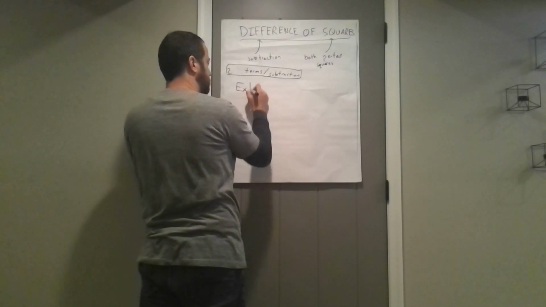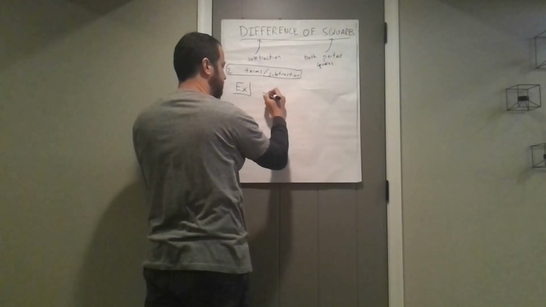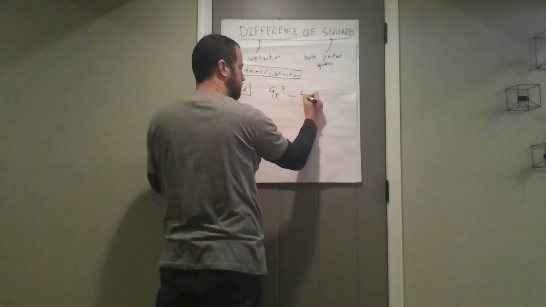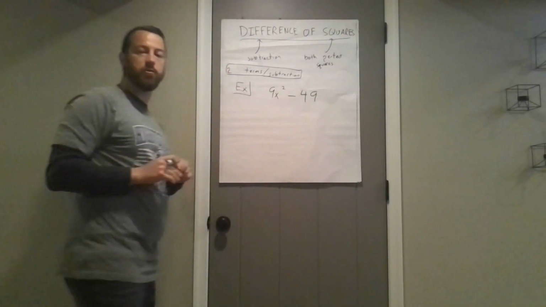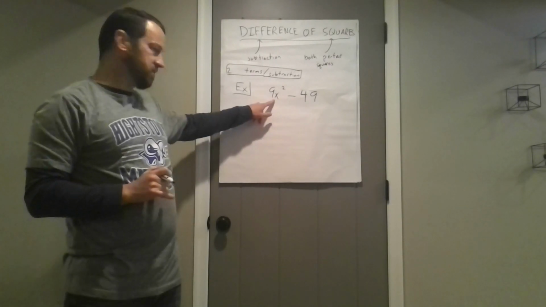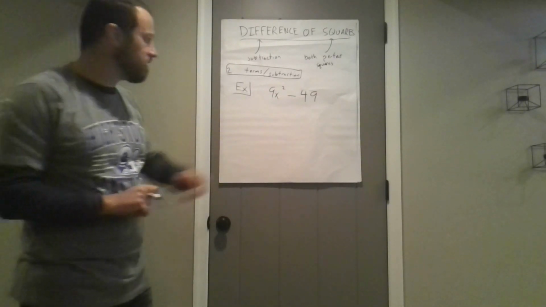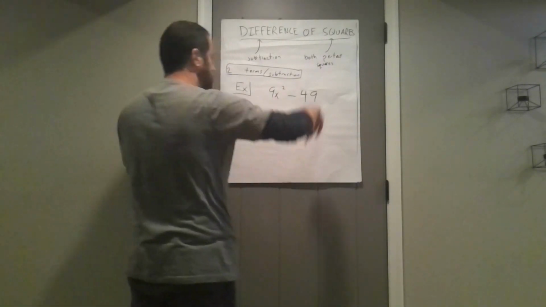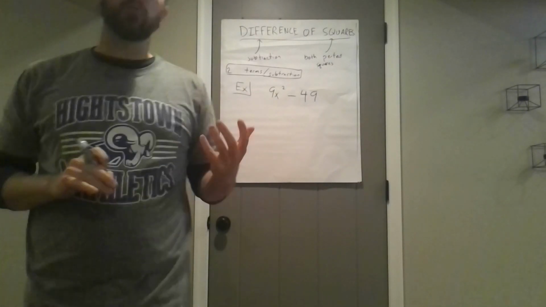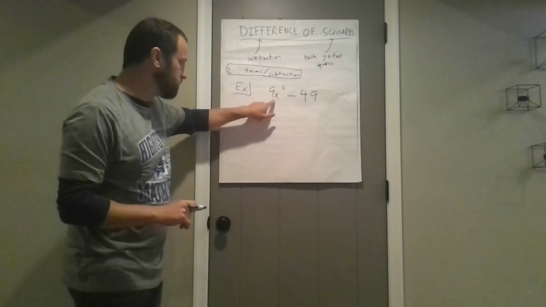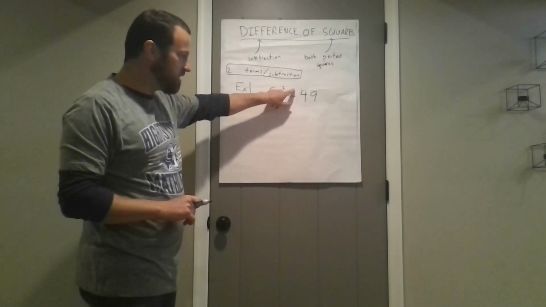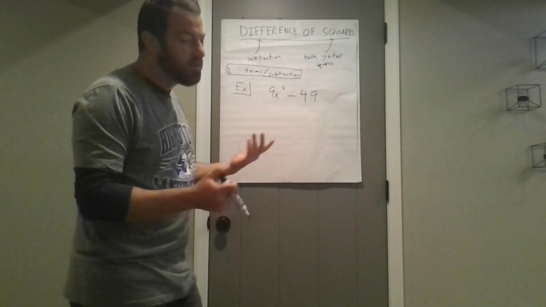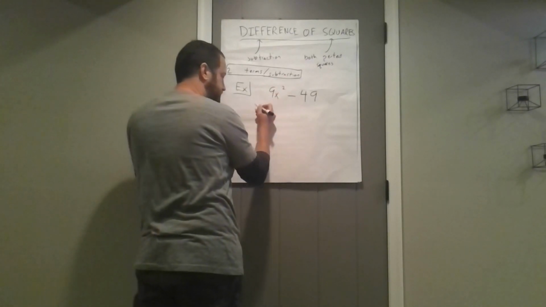So let's look at an example. Let's say I have something like 9x squared minus 49. All right, two terms, the 9x squared and the 49, and it's subtraction, so I can use my difference of squares. Now, if you wanted to use the skills that we've been doing before, what you could do is write this as three terms, and then we'd have a middle term, the b term, be 0x. But there's actually an easier way to do this.